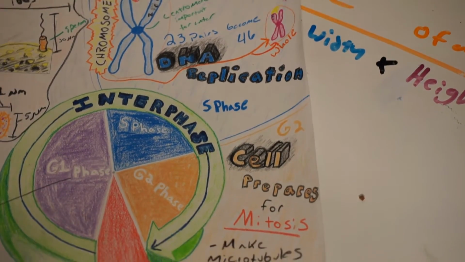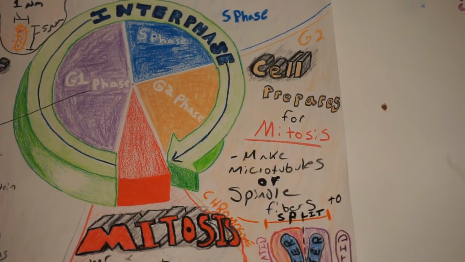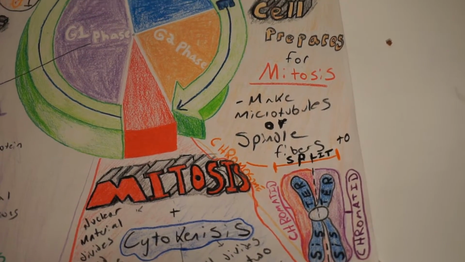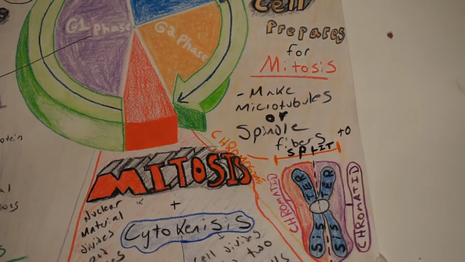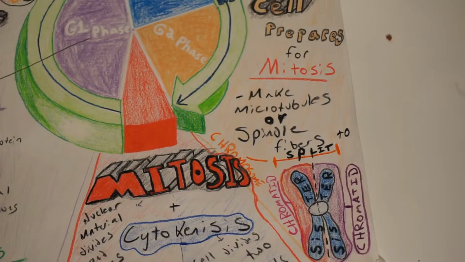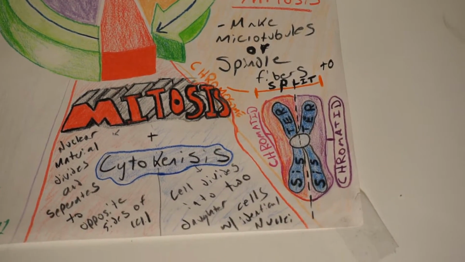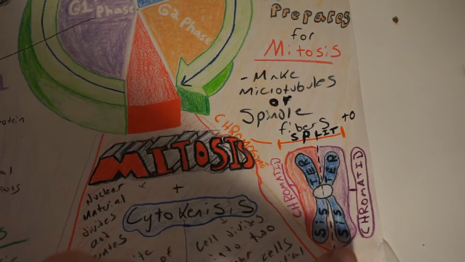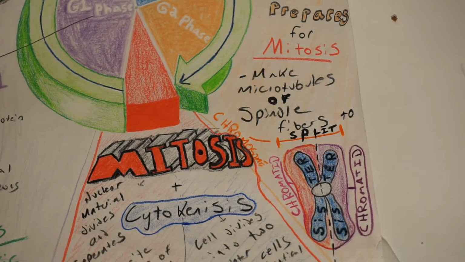Once we leave the S phase, we head into the G2 phase. Now, this is where the cell prepares for mitosis. It makes microtubules, or spindle fibers, which are there to split the sister chromatids. So here we go. Now we have another new word, chromatid. We have chromosome, chromatid, and we also have chromatin. A little bit confusing. We're going to talk about them. Don't worry about it. Not yet.